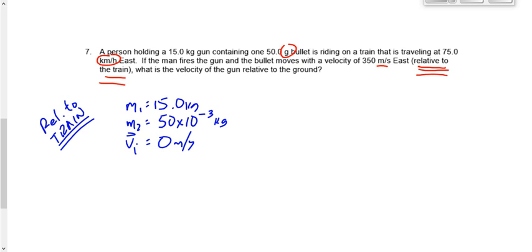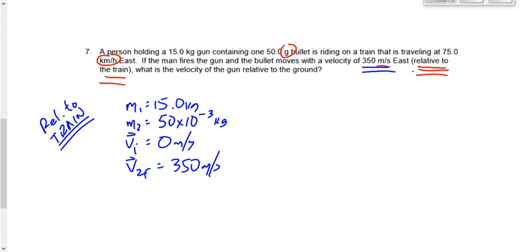And remember that this is a gun bullet question. The train is just in there to throw you off on the frame of reference. The explosion occurs with the gun and the bullet, not with the train. So the gun and bullet relative to the train are moving at 0 meters per second before the explosion takes place. And then I said v2f is 350 meters per second. Relative to the train, the bullet goes off at 350 meters per second.